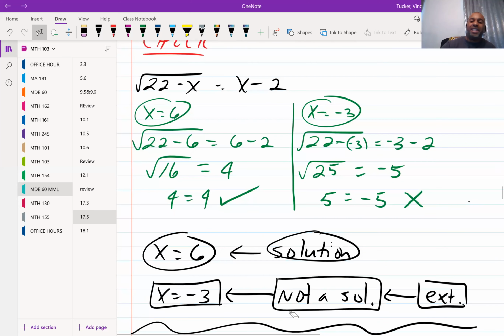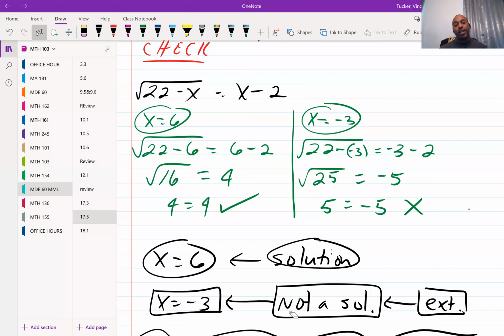So what we did right here is this last little piece. We had to check our solutions, just like we did for everything that we've done up to this point. This time we had two solutions: x equal to 6 and x equal to negative 3. So you check them individually.